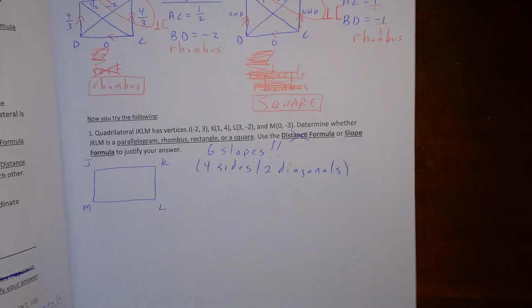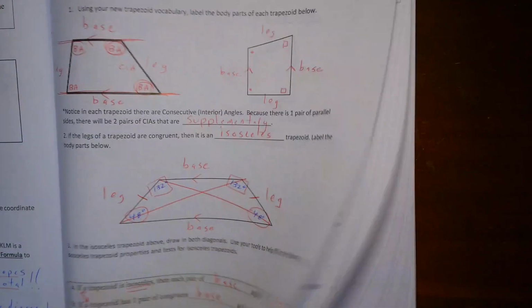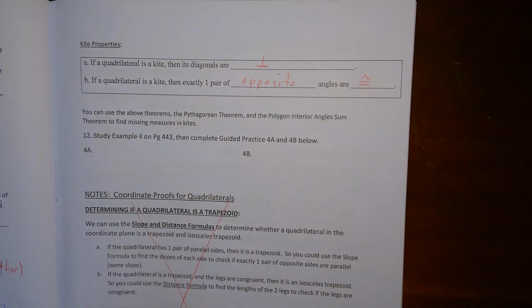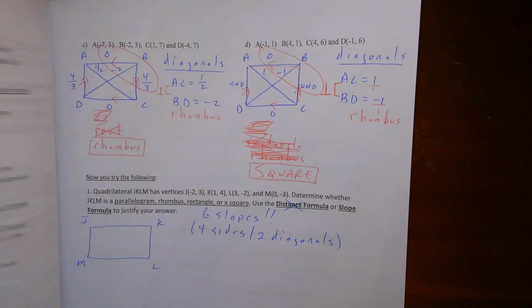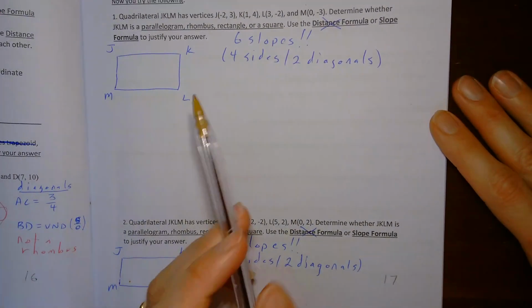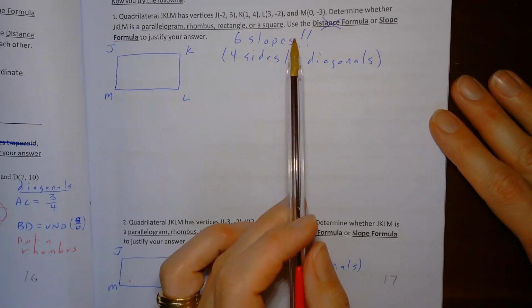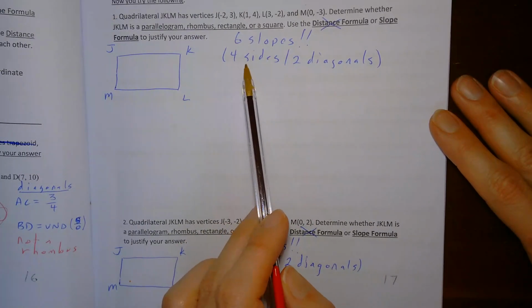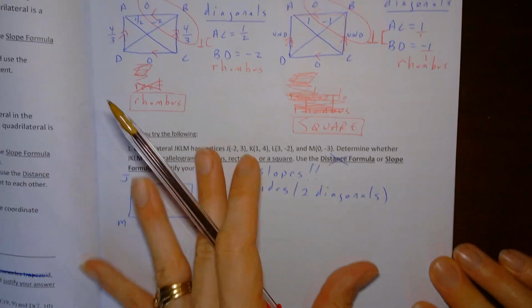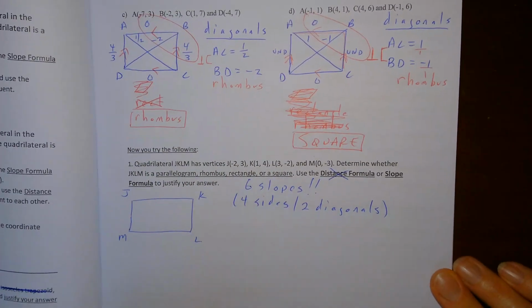Alright, so after I shut the video off, you're going to go back and do that kite question, the 2 kite questions that we skipped, which are on page 443. And then I also want you to try these problems down at the bottom on your own. You will need to do 6 slopes, and if you want to share slopes with other people, you can. You'll have to do the 4 sides and the 2 diagonals, and then you're going to decide what you think it is based on what we talked about up here.